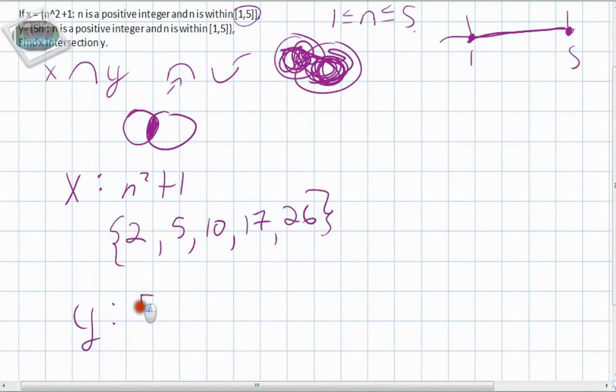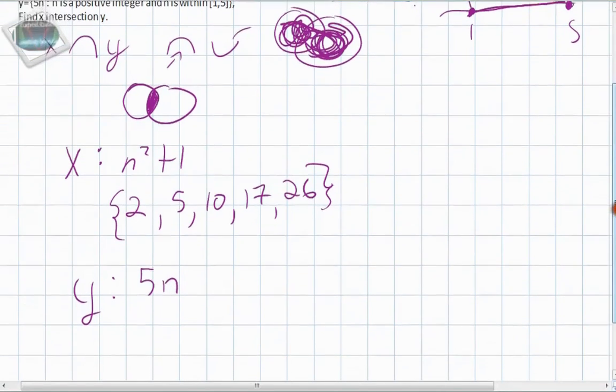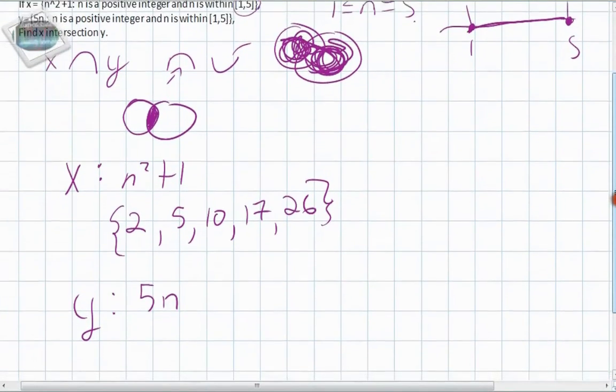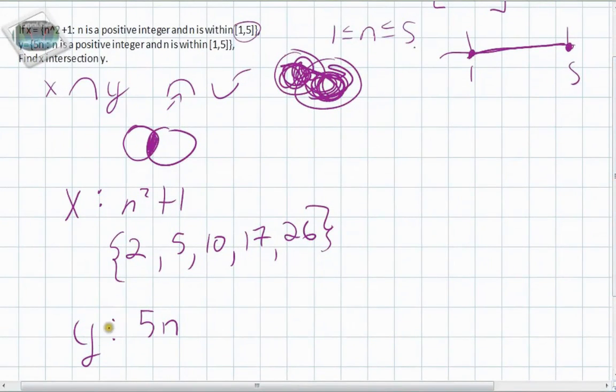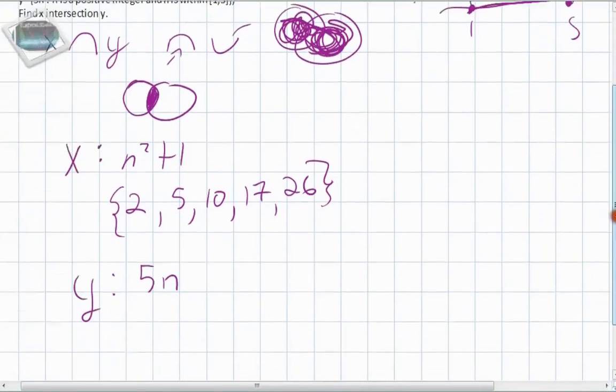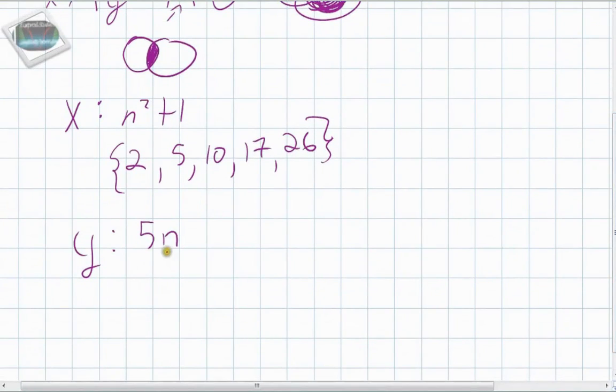The rule for y is 5n. It does say that n has to be a positive integer, and we are using positive integers, so that's fine. So 5n. Again, we're just going to plug in. If it were 1, it would be 5. 5 times 2 is 10, 5 times 3 is 15, 5 times 4 is 20, and 5 times 5 is 25. So this is the set for y.